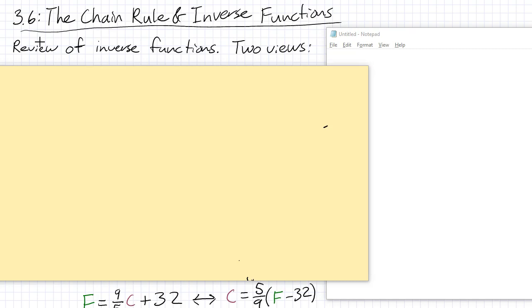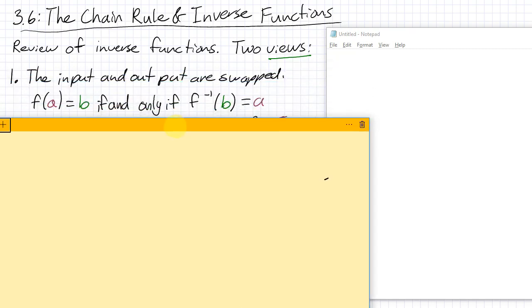First of all, we're going to do the warm-ups in just a few minutes. But first, I want to review some facts about inverse functions. There are two ways of looking at this. The first way of thinking about inverse functions is this, that the input and output values are swapped.